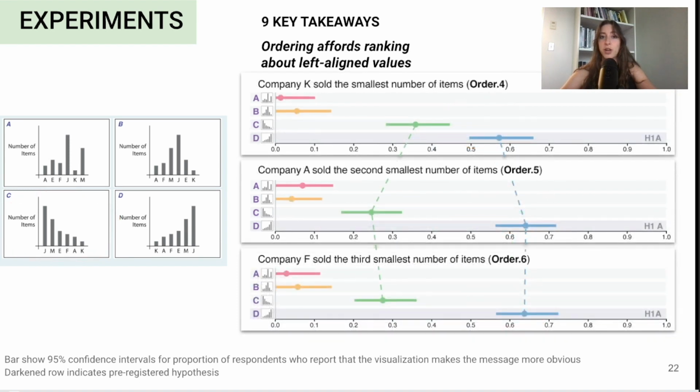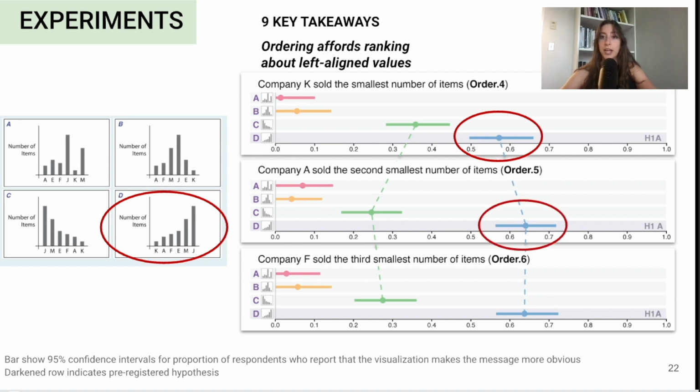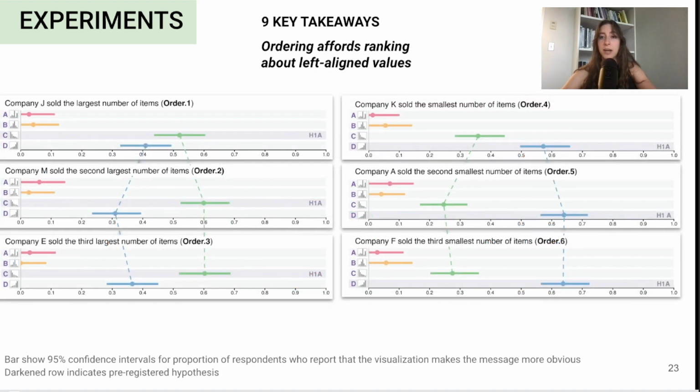We see a similar trend when looking at ascending bars and messages about the smallest number of items. Again, this blue confidence interval, which now correlates with the ascending bar condition, moves further to the right as we start talking about second smallest and third smallest number of items. And just so you can get a comparison of these 2 trends, here they are side by side.